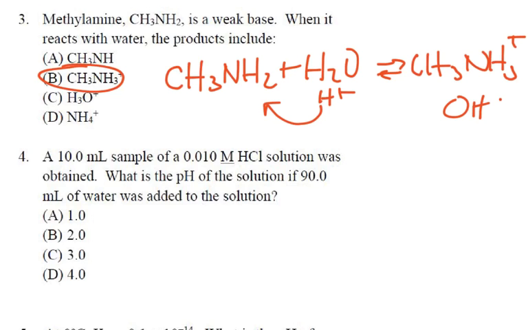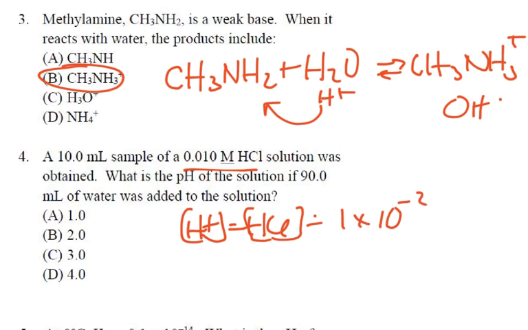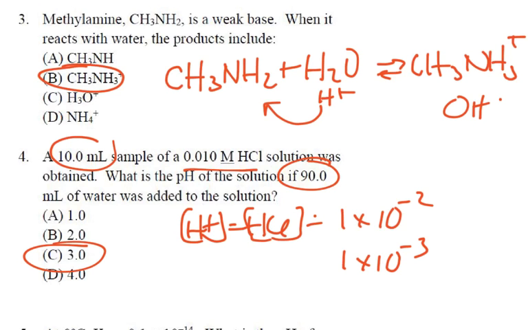Okay, number 4, a 10 milliliter sample of HCl solution was obtained. What's the pH of the solution if 90 milliliters of water was added to the solution? Well, if I just started from here, the H+ concentration is the same as the HCl, and the HCl concentration is 1 × 10⁻². That's a good thing to do, put it in scientific notation, because now I know my pH is 2, but I'm going to take my 10 milliliters and add 90 milliliters, so now it's going to be 10 times more dilute. So my H+ is 1 × 10⁻³, so that means my pH is 3, and that's my answer.